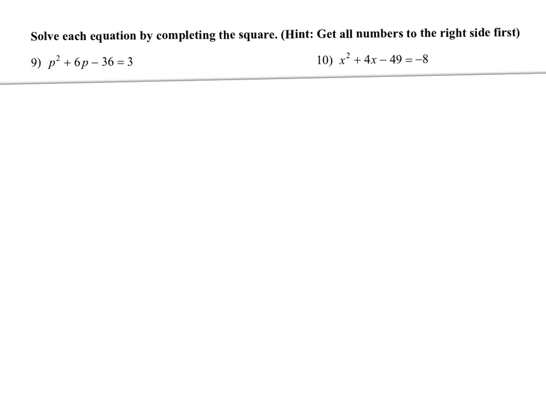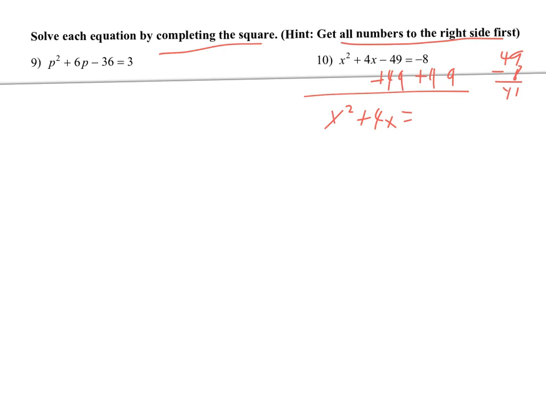All right, next up we want to solve these by completing the square. So we want to get all the numbers to the right side first. So on number 10, I'm just going to add 49 over to the other side. So I get x squared plus 4x equals, let's see, this is actually 49 minus 8, so that's going to be 41.